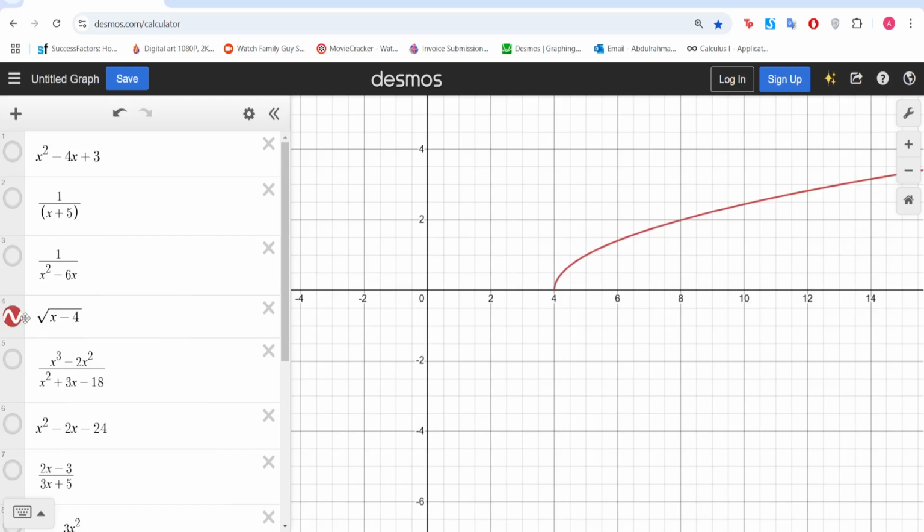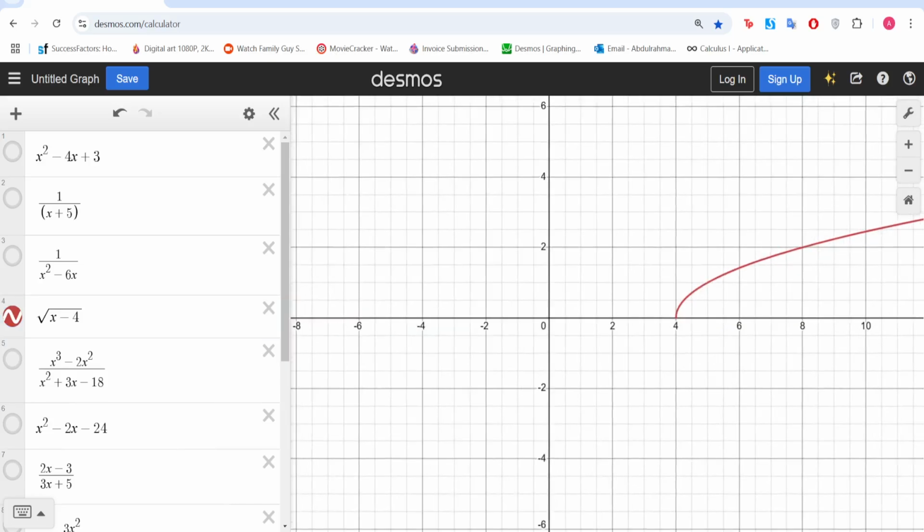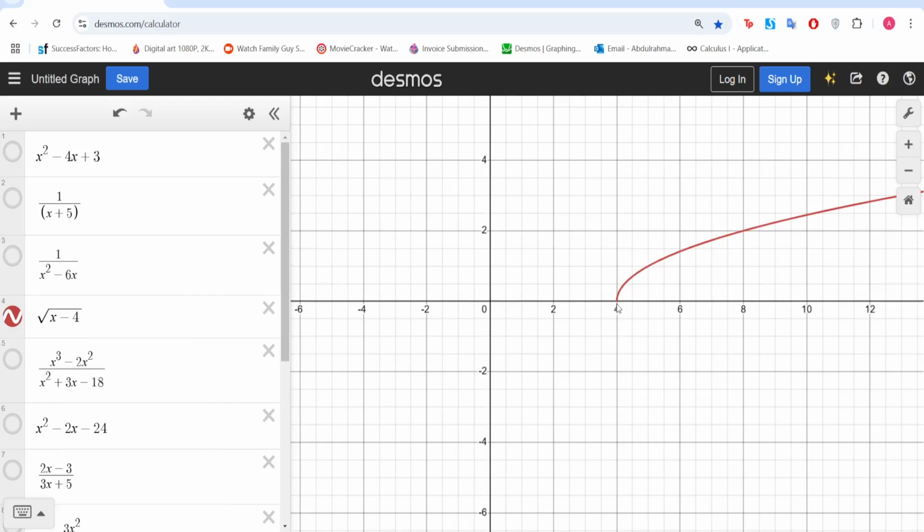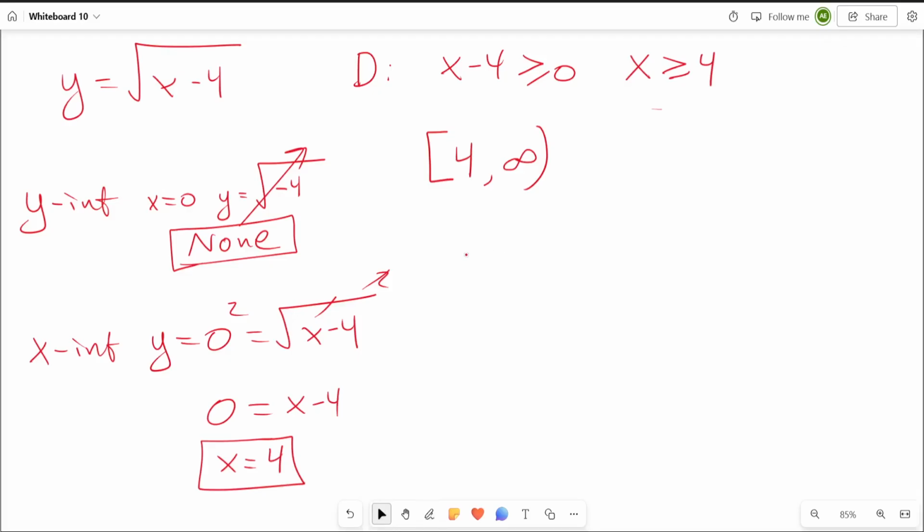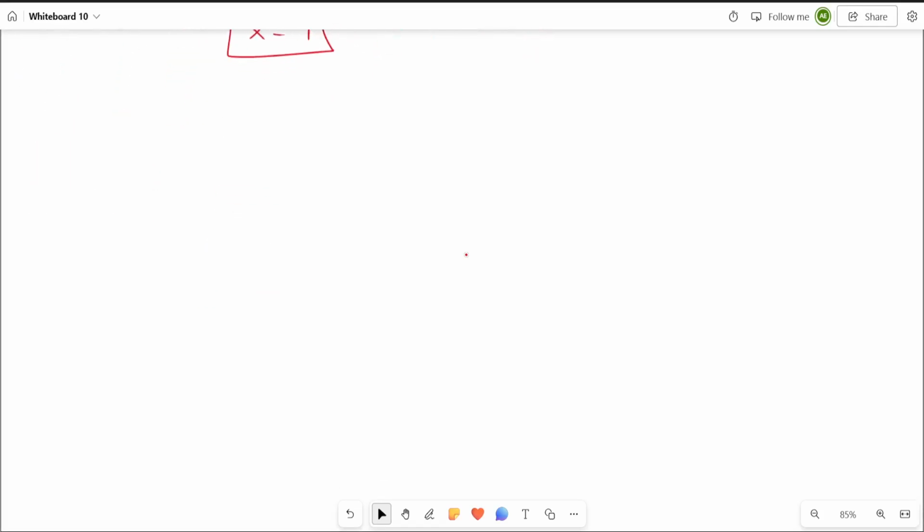Let's check that. So for my domain, x is 4 and after and greater. I do not have any y-intercept. My graph is not going to touch the y-axis. And my x-intercept, the graph touches the x-axis at the point 4. So I am correct. So as you can see, as we're moving, we're gathering information that will help us draw the graph. And when we do all 6 steps, we're going to have enough information to graph any single function. So let's take the next example.